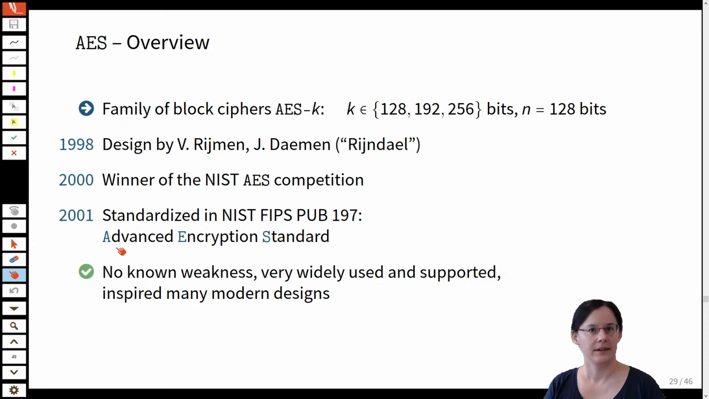You can find the detailed spec of the AES in one of the NIST publications, in the Federal Information Processing Standard publication number 197, to be precise. Now, this cipher is also already more than 20 years old, but there are still no real known weaknesses under certain conditions. So it's extremely widely used and supported, so almost everything that you encrypt will probably be encrypted with the AES. And it also inspired many of the modern designs that we know.